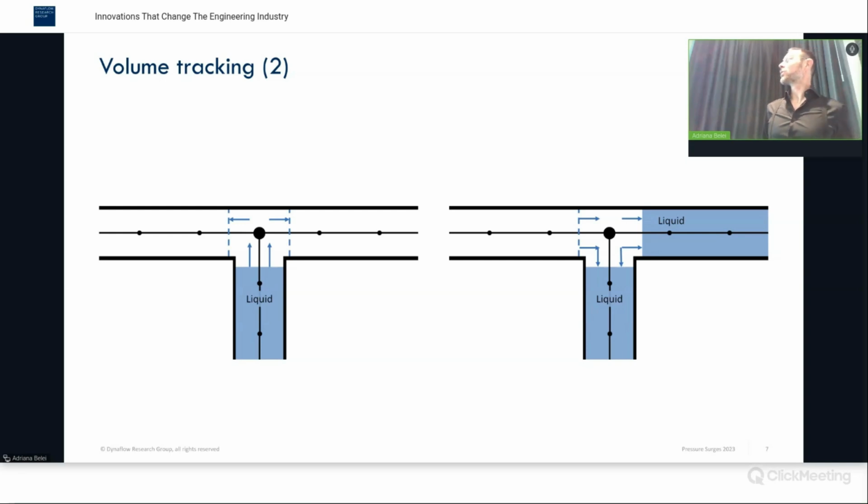This is a bit simpler to deal with because there is no new volume created. You only have to create new segments in those two branches, and you just add those two segments to the current volume of your system.